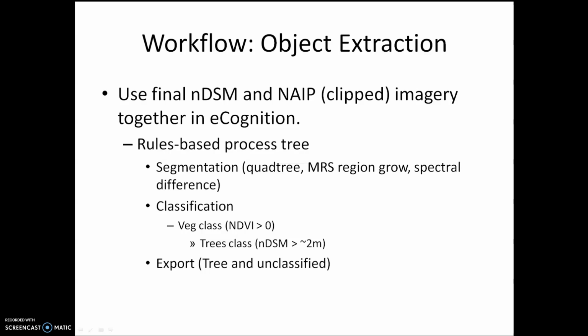Then I'll classify the image into first a vegetation class using the vegetative index greater than 0, and then from that create a trees class or a forested class using the nDSM with a height greater than 2 meters, and that's approximate, but we'll see what yields good results. And then of course I'll export the raster containing both the forested and non-forested classes, and then anything else that is unclassified as non-forested.